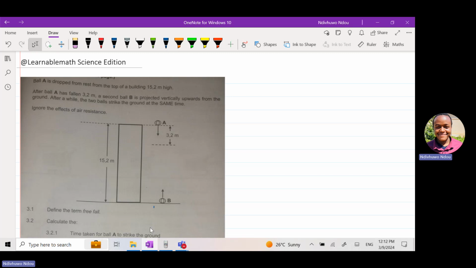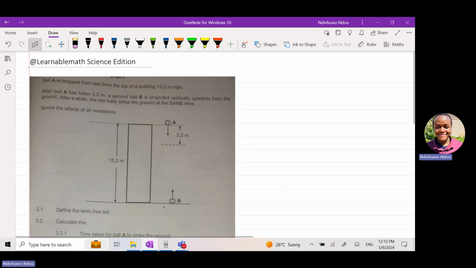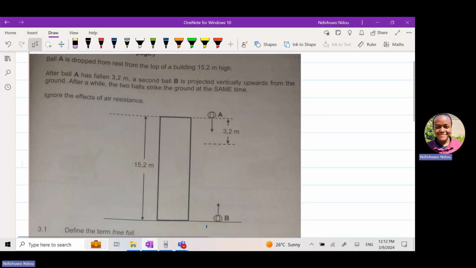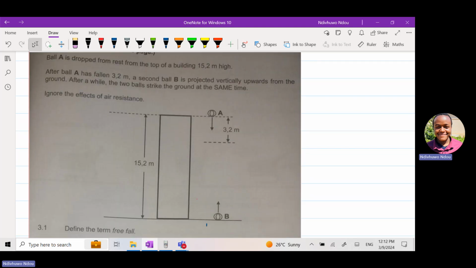So the question says a ball is dropped from rest, right? From the top of a building, which is 15.2 meters high, right? So quite an interesting thing happens here.